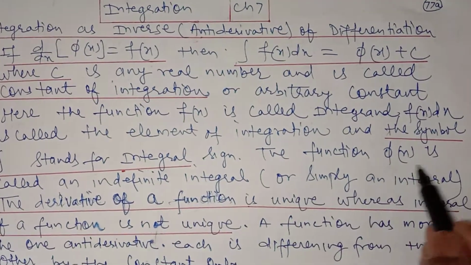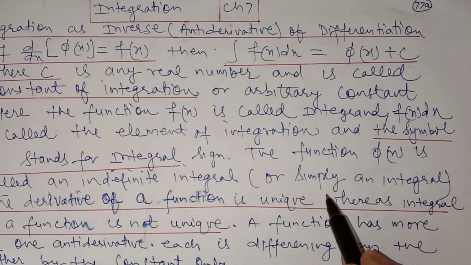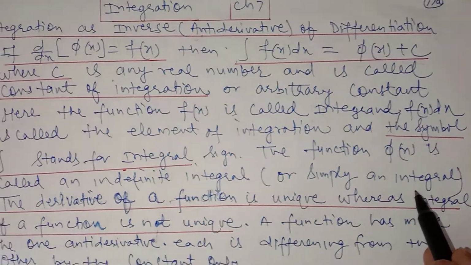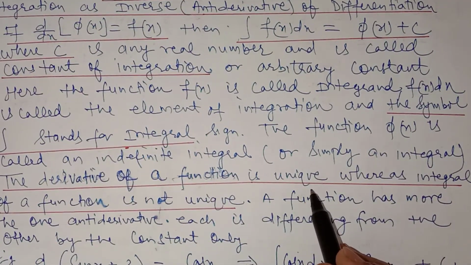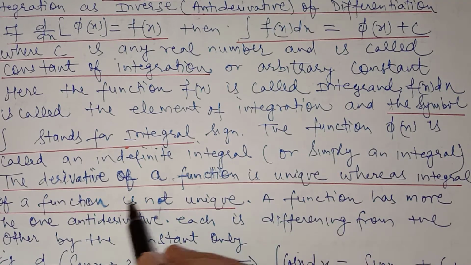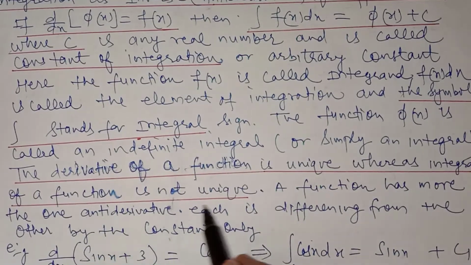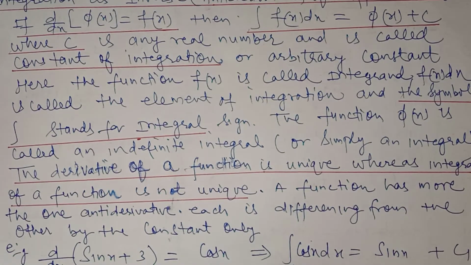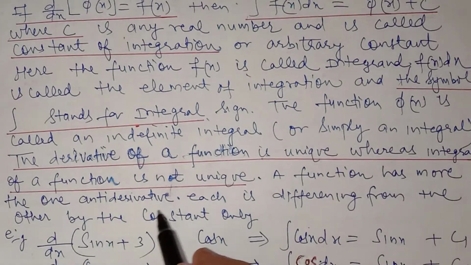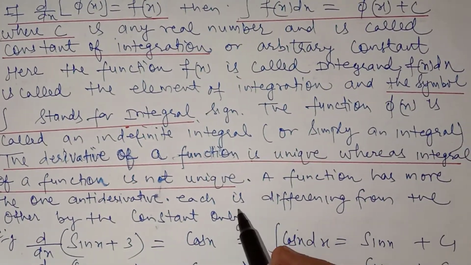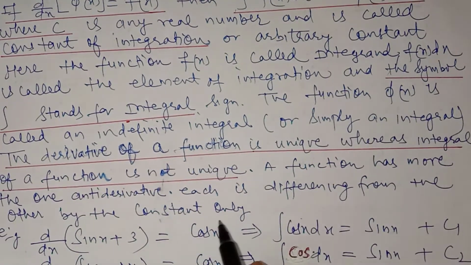The function phi x is called the indefinite integral, or simply an integral. The derivative of a function is unique. You have done in the derivative chapter that the derivative of a function is unique, whereas the integral of a function is not unique. I'll explain it to you with an example. A function has more than one antiderivative, each differing from the other by a constant only.